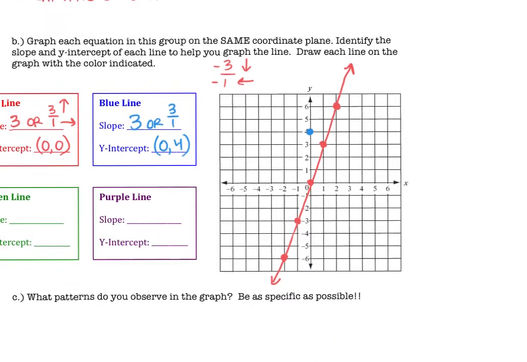So it's on the same graph here, but now with blue, I'm going to do the exact same thing. Up 3, right 1. So up 1, 2, 3, right 1. Or I could also go down 3, left 1, down 3, left 1. And again, you only need 2 points to make your line. I always like to make a few more points just to make sure I know exactly where it goes.